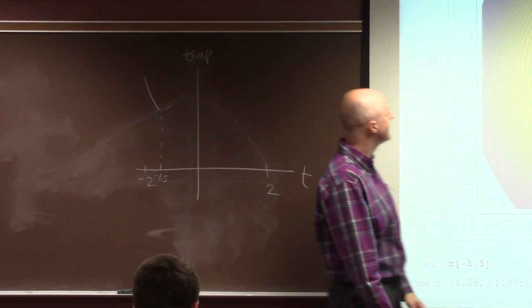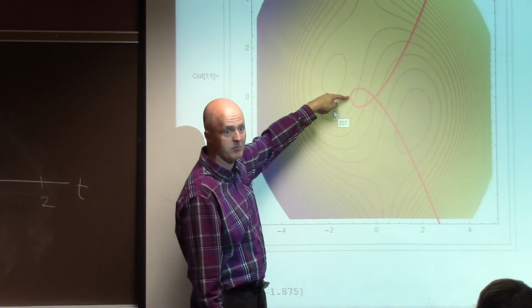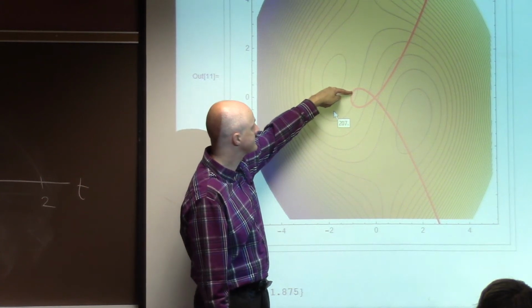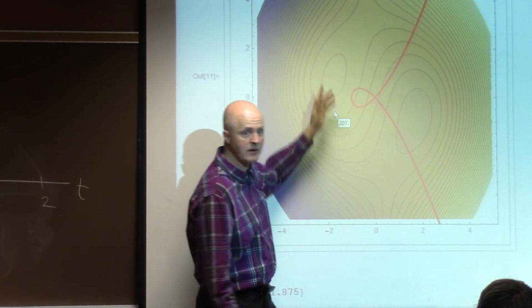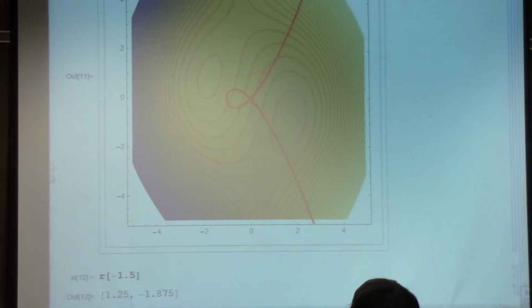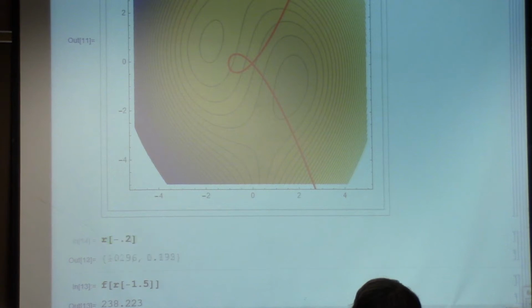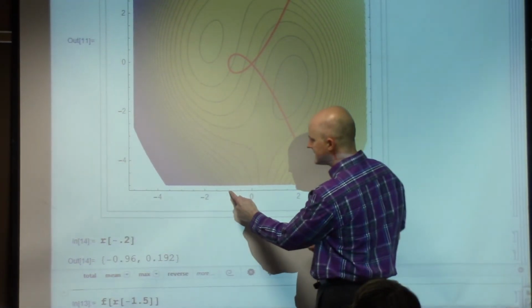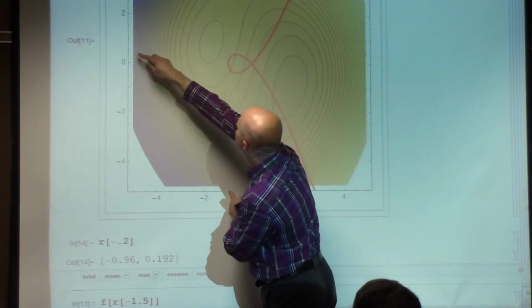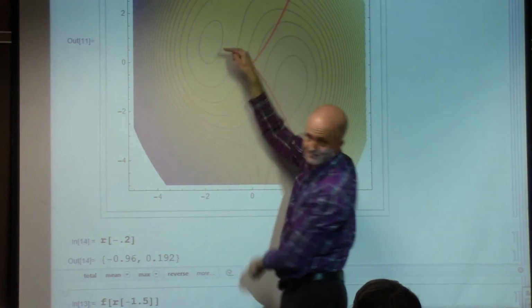What time is the bug there? Well, the bug is going to be right here when t is 0 by symmetry. So this is still slightly negative time, maybe negative 0.2. Let's see if that's the case. R of negative 0.2. Is it close to that point? Negative 0.96, positive 0.2. Pretty close.